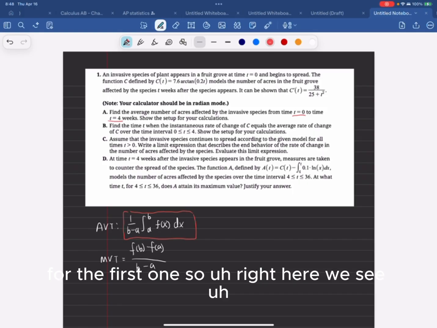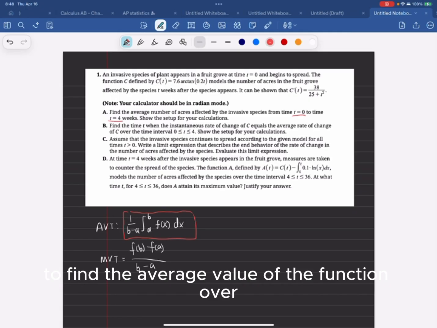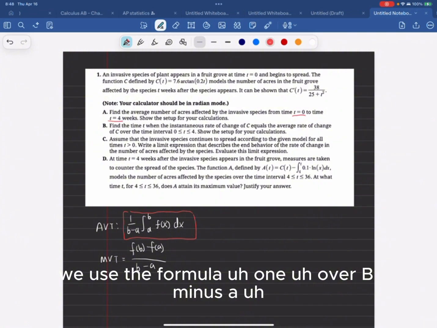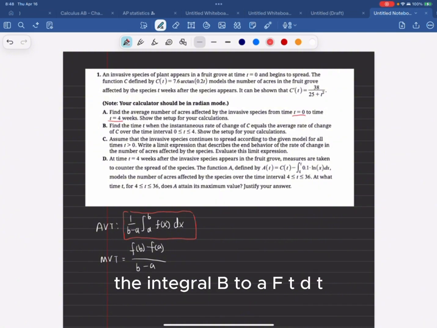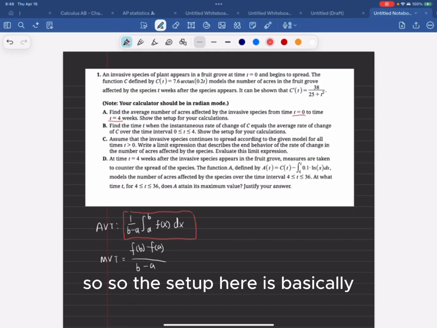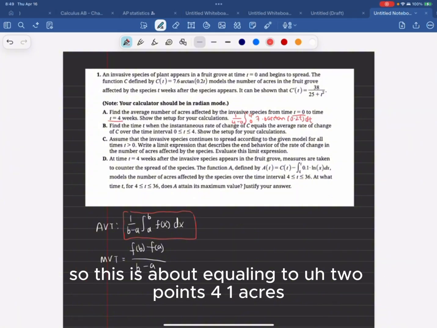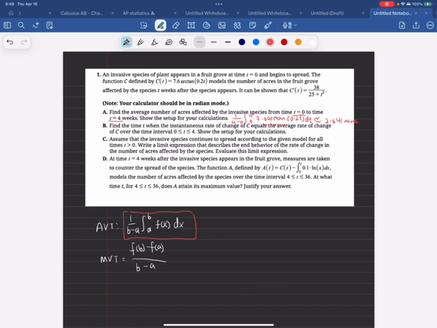Right here we see, to find the average value of a function over a closed interval [a, b], we use the formula 1 over (b minus a) times the integral from a to b of f(t) dt. So the setup here is 1 over (4 minus 0) times the integral from 0 to 4 of 7.6 arctan(0.2t) dt, if we plug everything in from the question. This is about 2.41 acres, and that's how easy the first question is.